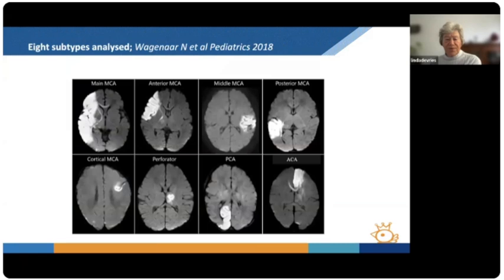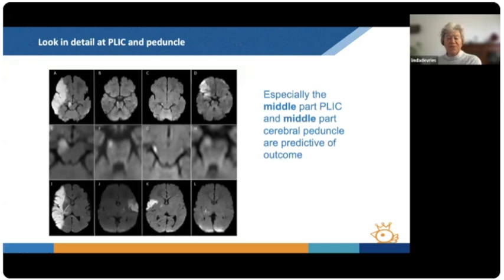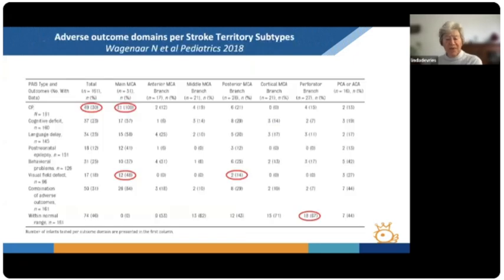We did a study together with Francis Cowan in London, looking at all the subtypes of strokes: the main branch, the anterior or posterior middle cerebral artery, just a cortical stroke, a lenticulostriate perforator stroke, and then a posterior or an anterior stroke. We paid a lot of detail to the posterior limb and the cerebral peduncle. Was it really the middle part that was involved? And then we looked at the outcome of these children and came up with this table.